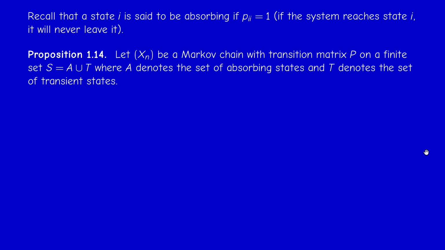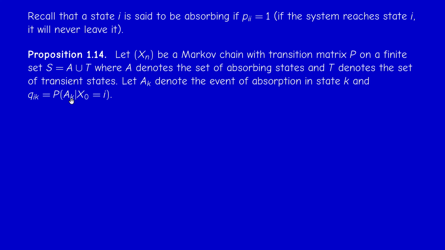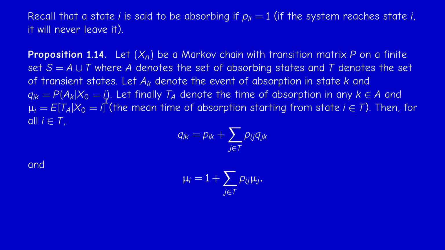Now we will consider the case of a Markov chain whose state space can be divided into two parts: the set of absorbing states, because there is at least one state but there may be more than one, and the other states, which are transient. Now, let capital A_K denote the event of absorption in state K, and let Q_IK denote the conditional probability of being absorbed in state K starting from state I. And finally, let capital T_A denote the time of absorption.